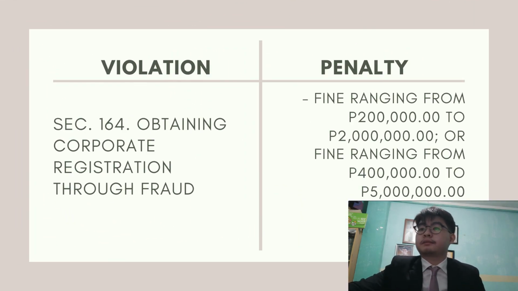Section 164. Obtaining corporate registration through fraud. Those responsible for the formation of a corporation through fraud who assisted directly or indirectly therein shall be punished with a fine ranging from 200,000 pesos to 2 million pesos. When the violation is injurious or detrimental to the public, a fine ranging from 400,000 pesos to 5 million pesos.